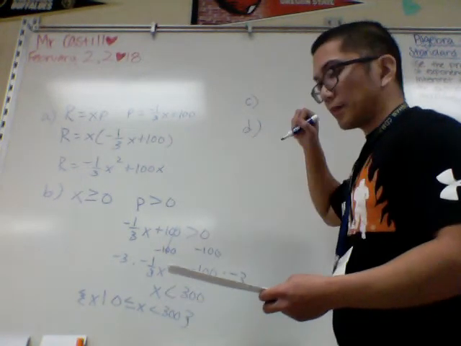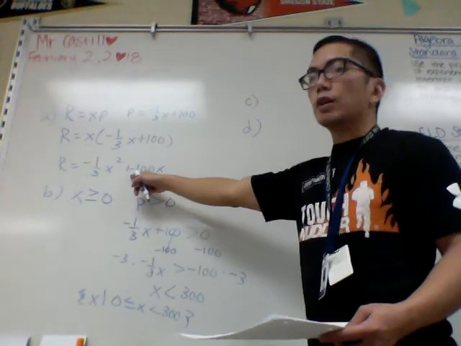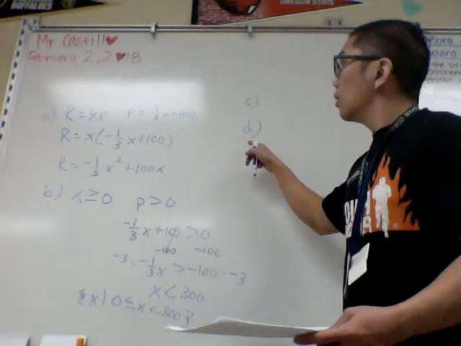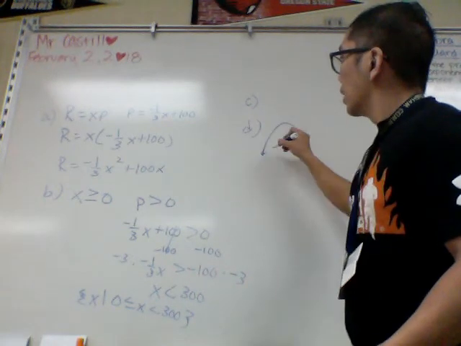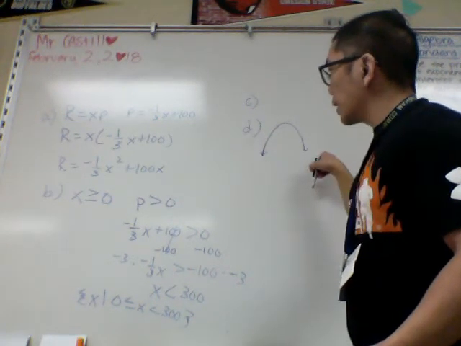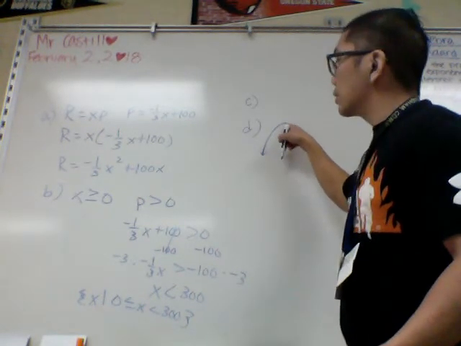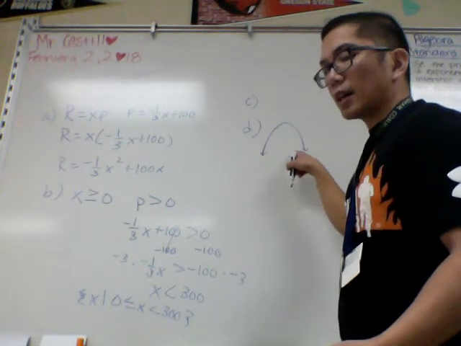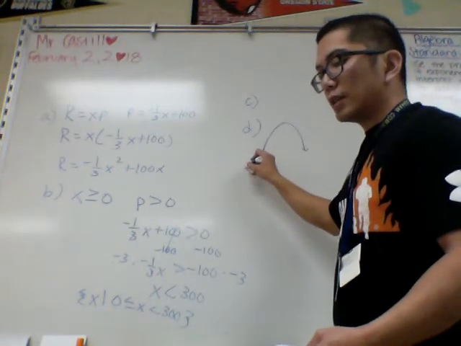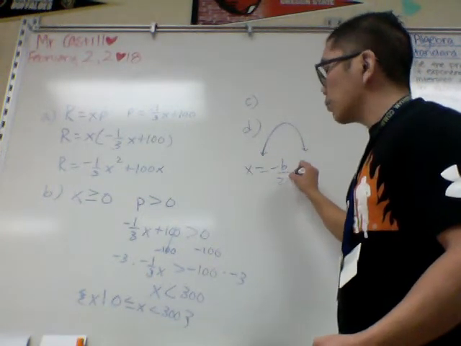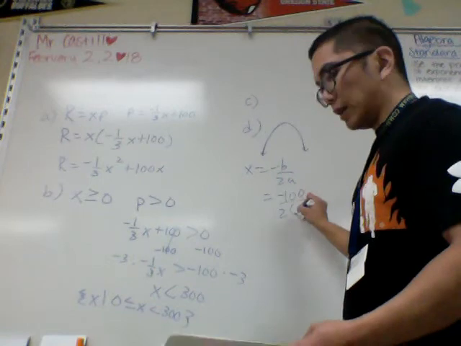Letter D. What quantity x maximizes revenue? Well, since revenue is a quadratic, we know it's this type of quadratic. If the x value represents the number of items, the y value represents revenue, so we just need to find the vertex. The x is the quantity x that maximizes the revenue, and the maximum revenue is the y value. So for letter D, it's just x is equal to negative b over 2a. We're using a revenue equation here. So that's negative 100 over 2 times negative 1/3.